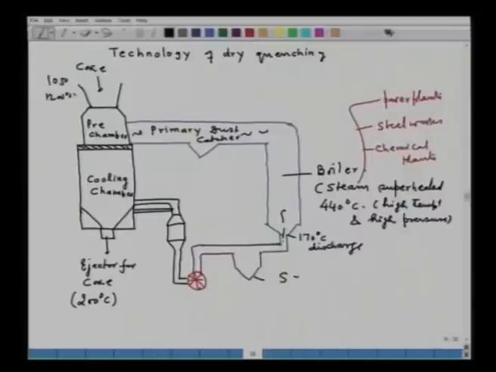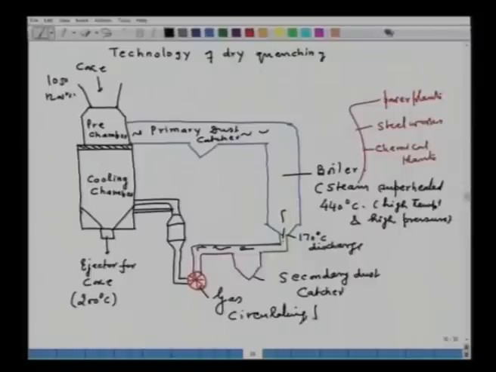This is the secondary dust catcher. This is the circulating fan, and then the gas enters again. The gas enters again at around 130 degrees Celsius. So that is in principle how the dry quenching is done in practice.